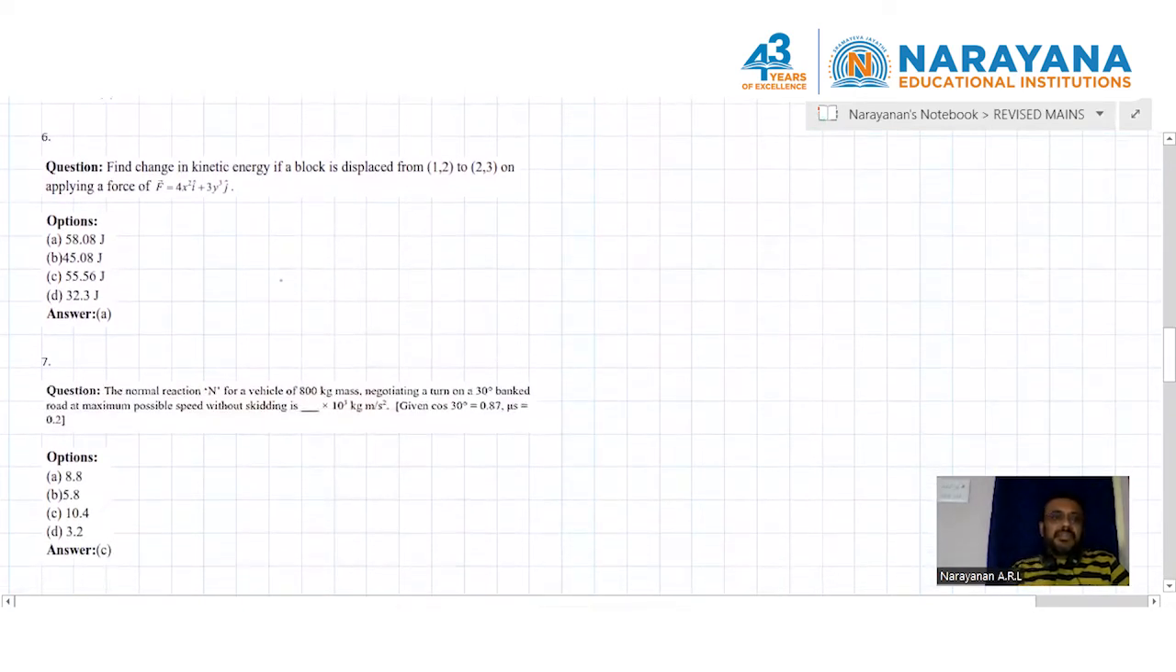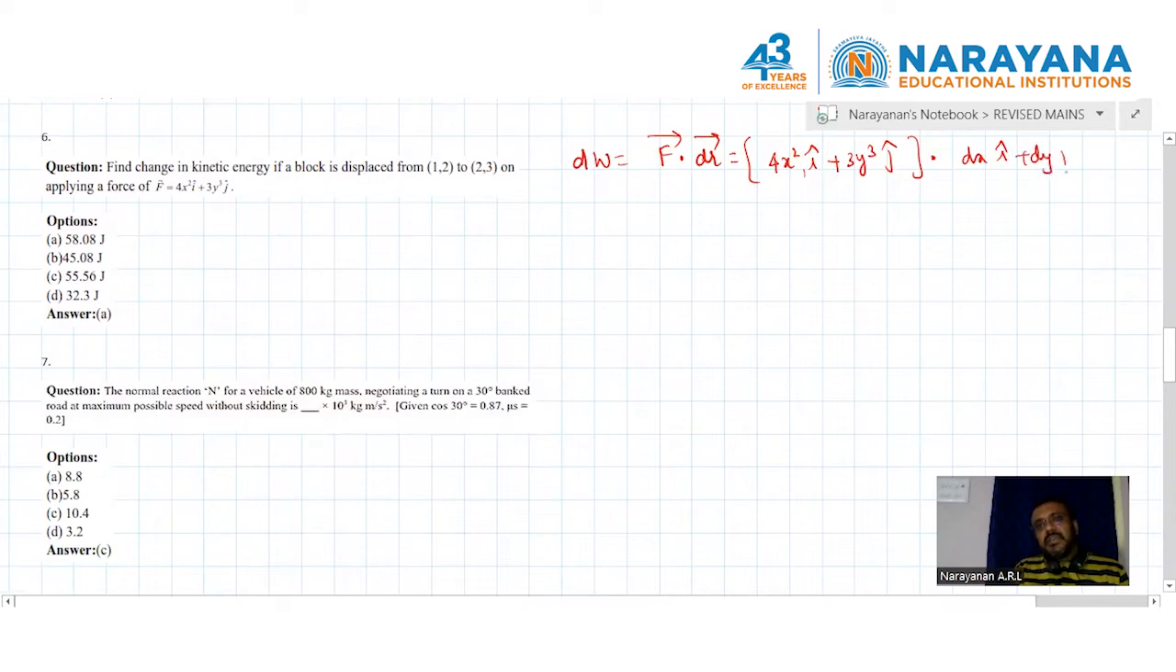Find the change in kinetic energy. Here you are given an expression related to variable work done by a variable force. We know dW is F bar dot dr bar. So this is 4x square i plus 3y cube j dot dx i plus dy j. So dW is nothing but 4x square dx plus 3y cube dy.